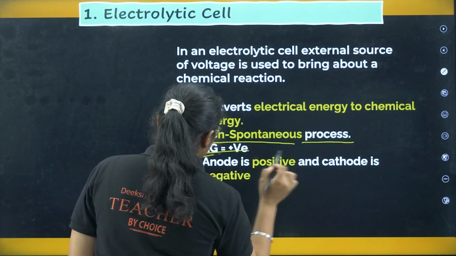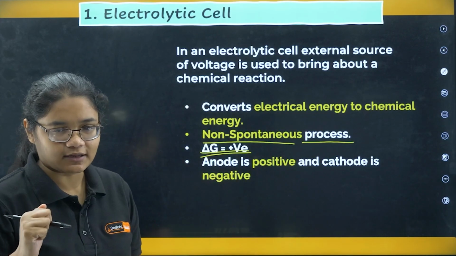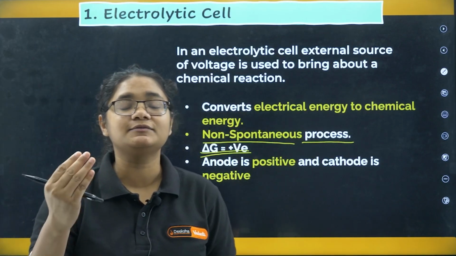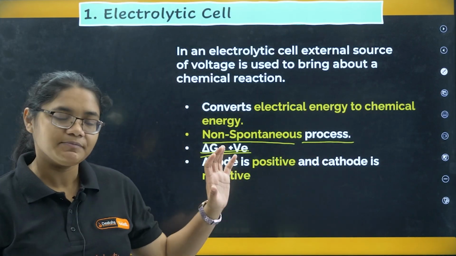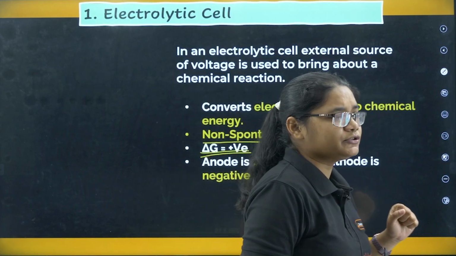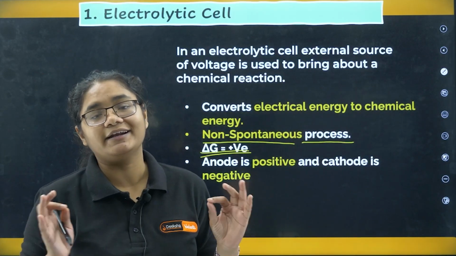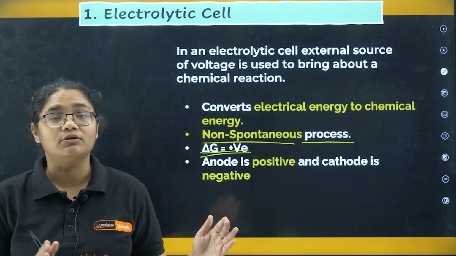So if it is a spontaneous thing, then delta G will be negative. If delta G value is positive, it is non-spontaneous. We have studied in thermodynamics also: delta G is negative if it is spontaneous, delta G is positive if it is non-spontaneous.